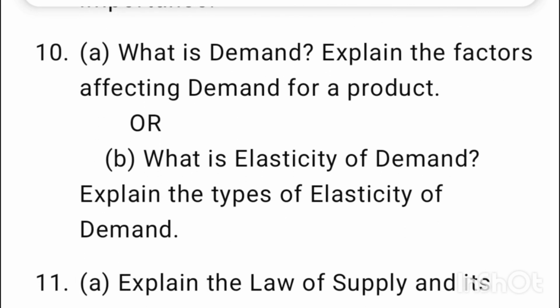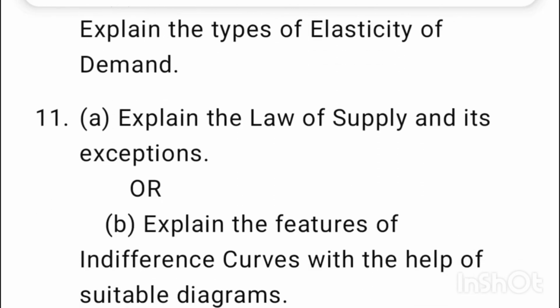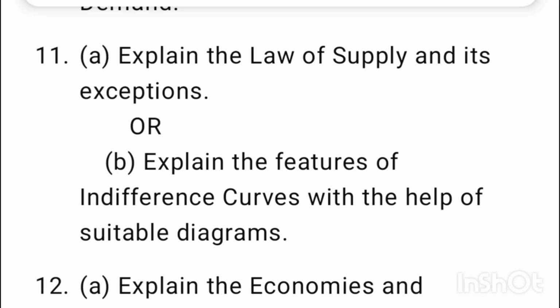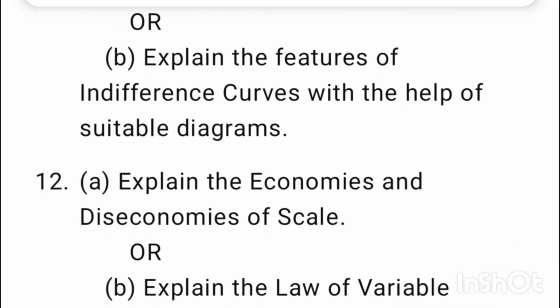10. What is demand? Explain the factors affecting demand for a product. Or B. What is elasticity of demand? Explain the types of elasticity of demand. 11. Explain the law of supply and its exceptions. Or B. Explain the features of indifference curves with the help of suitable diagrams.